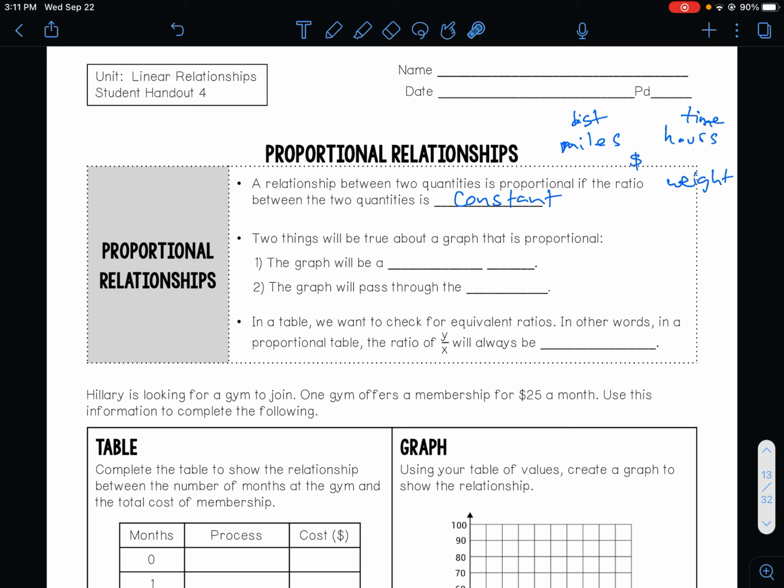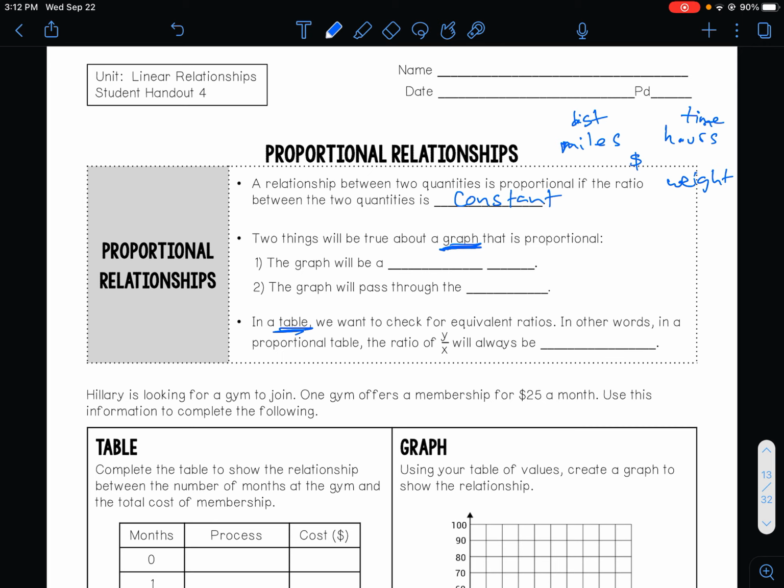We'll talk about what it means to be constant in a moment, but two things will be true about a graph that is proportional. So we're going to focus on graphs, and also we're going to focus on tables. So let's focus on the graph first. You may want to underline graph for this one.